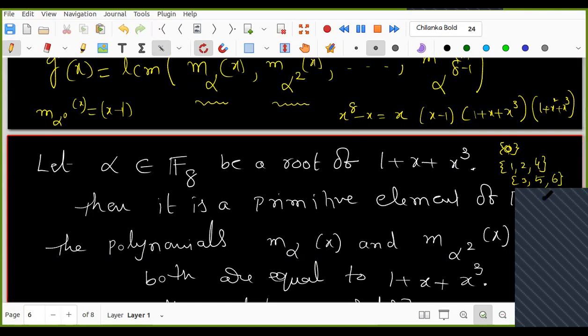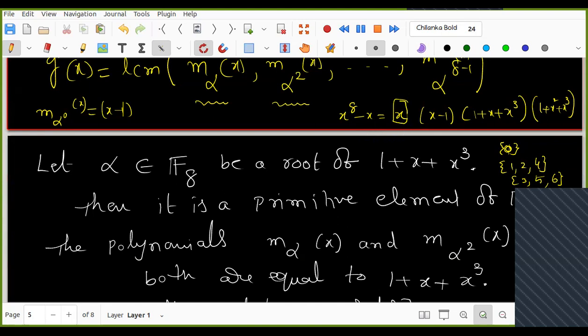Why are we doing 7? I remove x. While working, I will work in x power 8 minus x, but we have already taken 0, so that is the same as 7.